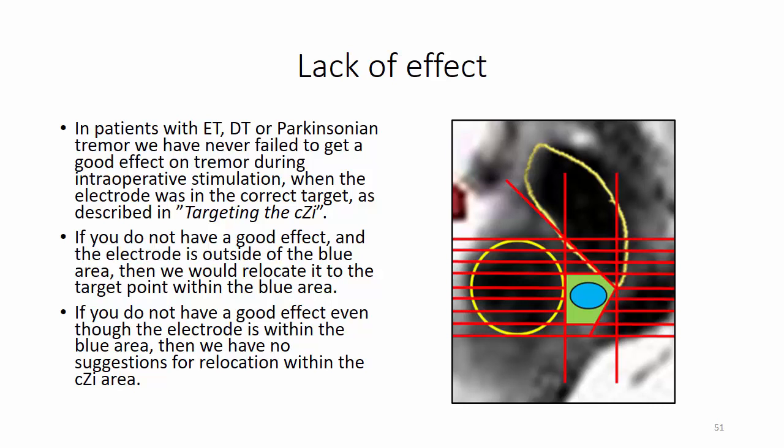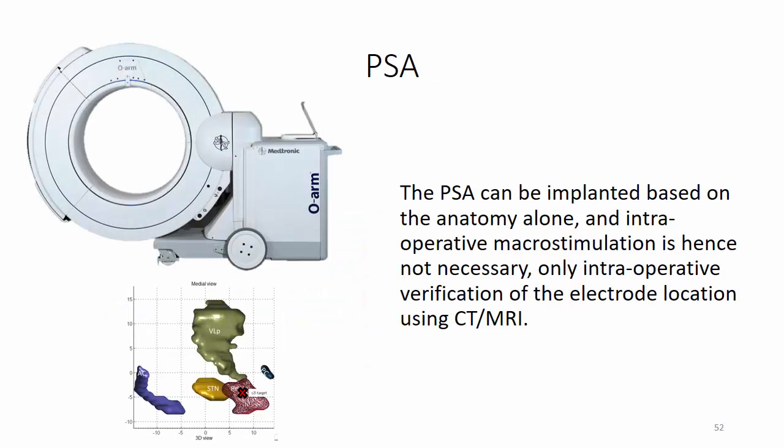If you do not have a good effect and the electrode is outside of the blue area seen here, then we would relocate it to the target point within the blue area. If you do not have a good effect even though the electrode is within the blue area, then we have no suggestions for relocation of the electrode within the PSA. Thus, the PSA can be implanted based on the anatomy alone, and intraoperative macrostimulation is hence not necessary, only intraoperative verification of the electrode location using CT and MRI.